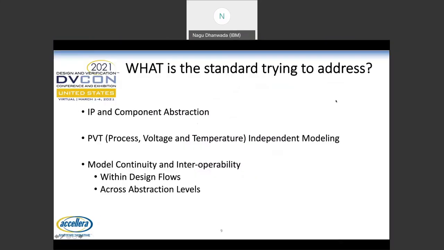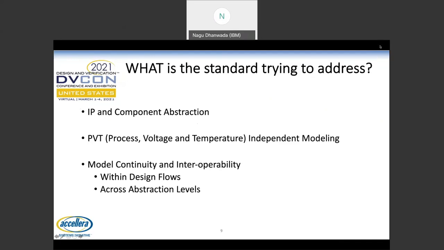And the third main aspect is model continuity and interoperability through formalism of data and interfaces, right? Both within design flows as well as across abstraction levels. So I'll get into details of some of these pieces, but that is really what the standard at its heart is trying to address.